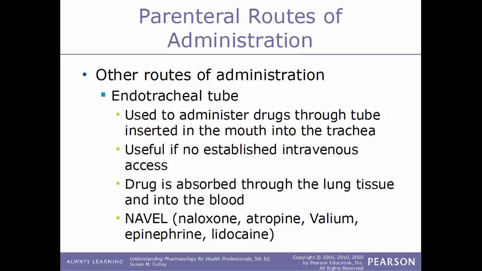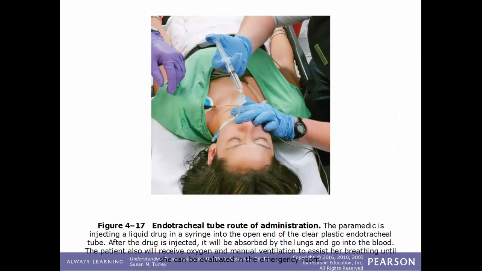Now there are some drugs that are recommended for delivery by this route, and they're known as NAVEL, N-A-V-E-L, collectively. Those letters stand for the 5 drugs that are recommended through this route: N for naloxone, A for atropine, V for Valium, E for epinephrine, and L for lidocaine. In this image we have an example of an endotracheal route of administration. It's usually used for emergency or life-threatening situations.